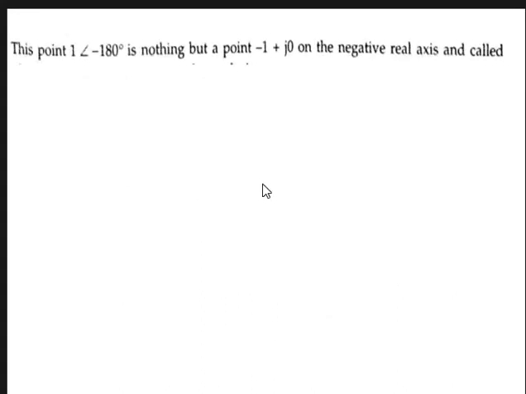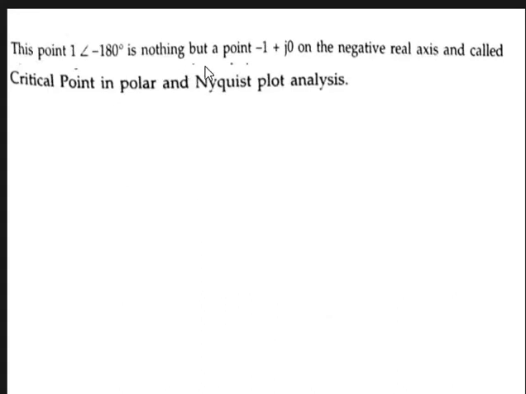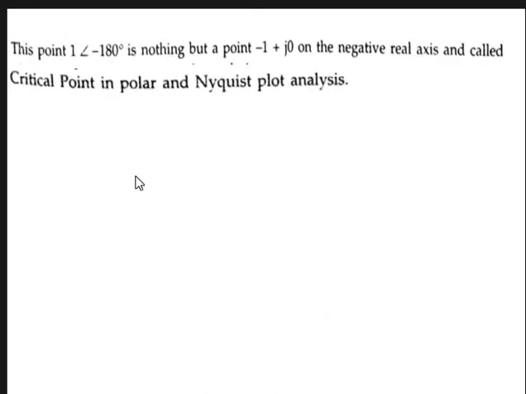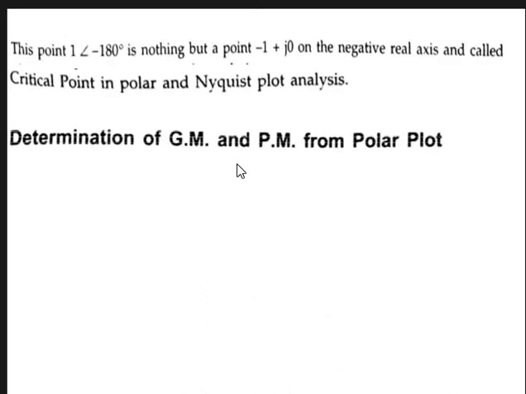The point at minus 180 degrees, which is the point minus 1 plus j0 on the negative real axis, is called the critical point in polar plot and Nyquist plot analysis. So the point on the negative real axis at one unit distance is the critical point. Based on this critical point we can calculate omega GC, gain margin and phase margin of the system.